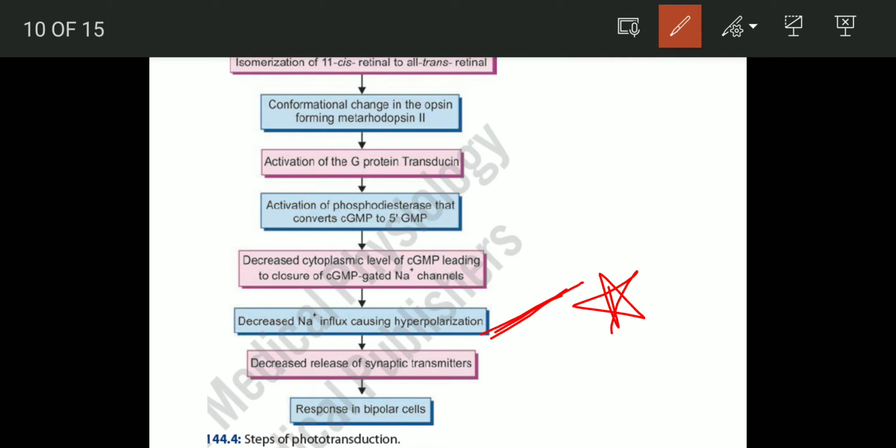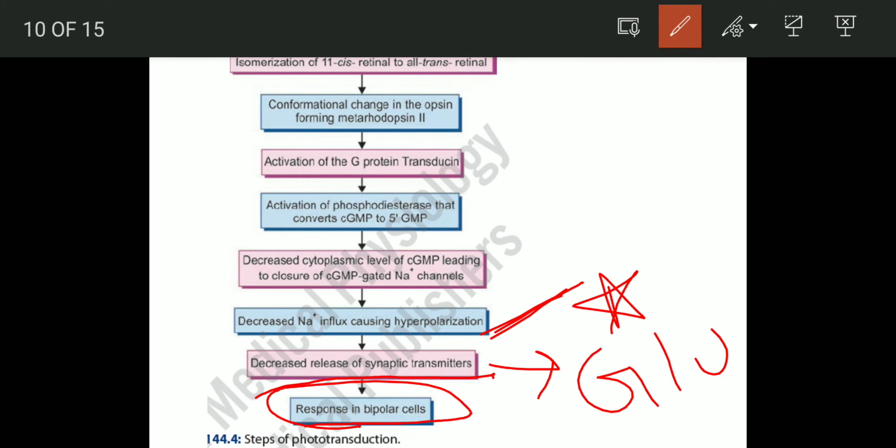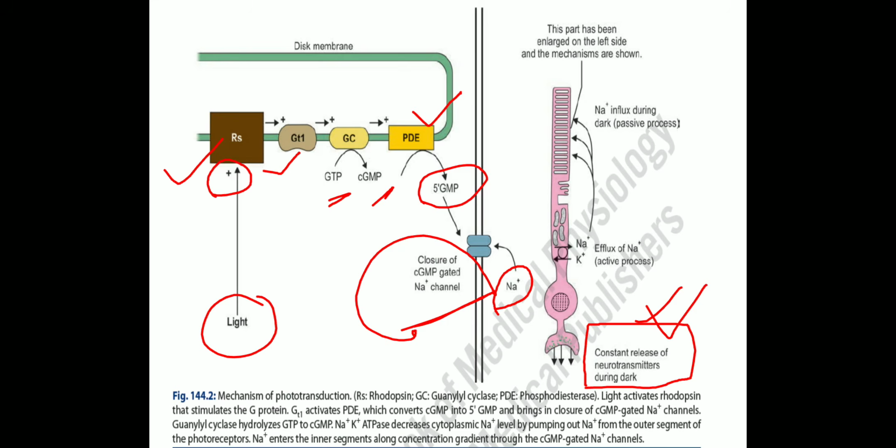It goes into hyperpolarization, and this causes decreased release at the synaptic terminals, and hence this will cause a response in the bipolar cells. So the neurotransmitter, here the glutamate, is released once the cell goes into hyperpolarization. The synaptic terminals release the glutamate, and this will give a signal to the bipolar cells. The same thing is explained here.